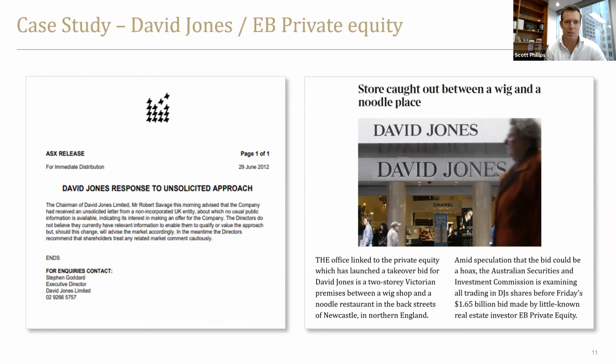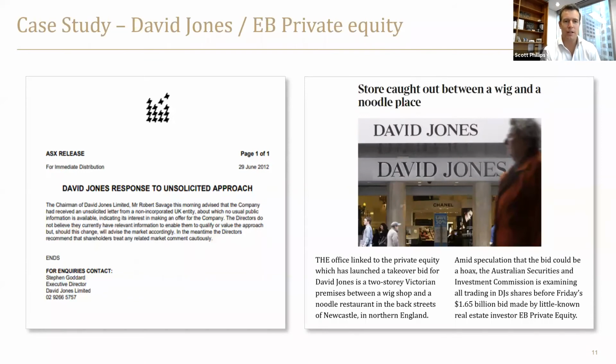Again, after the fact, a bit of due diligence uncovered that their registered office was between a wig shop and a noodle place in kind of the back streets of Newcastle. They put in an offer for David Jones at $1.6 billion, obviously highly conditional, indicative, like these offers always are, even from credible parties. That's how they're framed. There's no kind of binding commitment. It's not something that's able to be accepted. So it can be walked away from very easily.